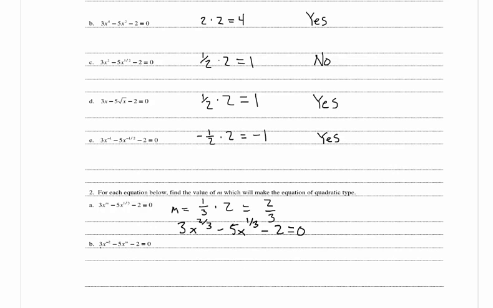And now in B we have 3x to the negative 2 minus 5x to the m minus 2 is equal to 0. And m is going to equal the leading term exponent, which is negative 2, times 1/2. And this is equal to negative 1. So we could rewrite this as 3x to the negative 2 minus 5x to the negative 1 minus 2 is equal to 0. And that's all for this video on recognizing equations of quadratic form.